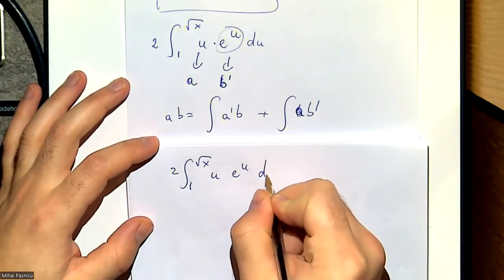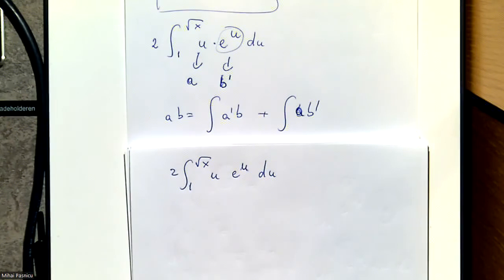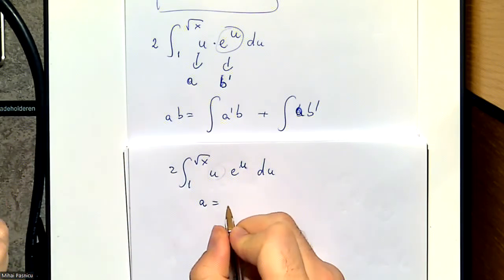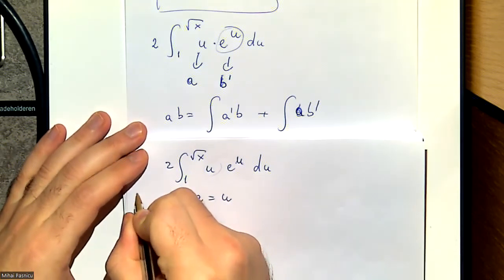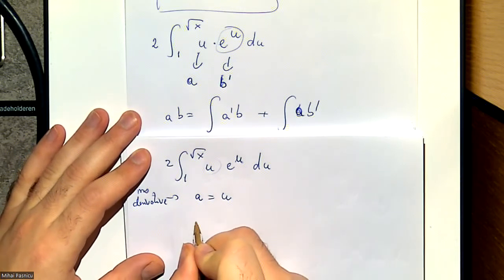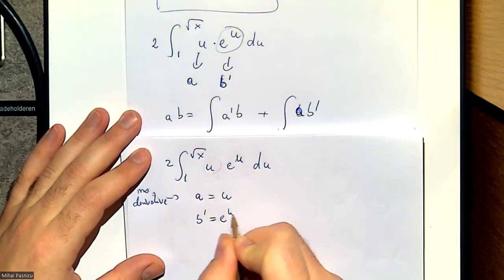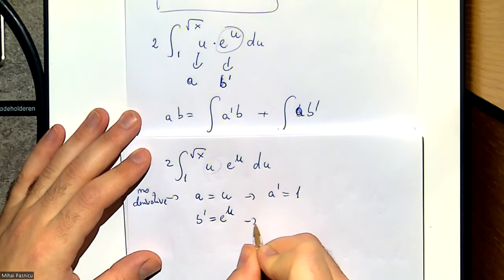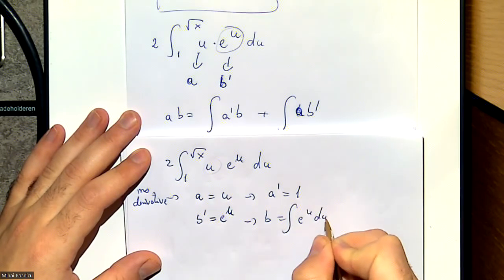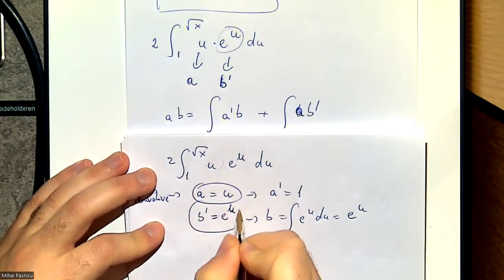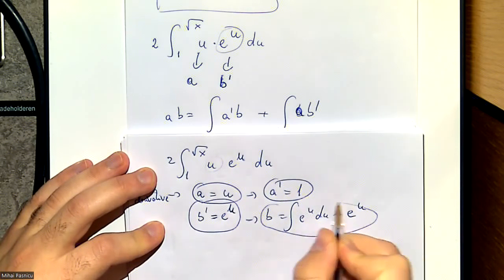You remember we had to choose what is the derivative part and what is the non-derivative part, and I gave that as a rule: always take the polynomial next to the exponential without derivative. No derivative, this was the rule. Then I take B prime as being e^u. Now I compute A prime, which is just 1, and B is the integral of e^u du, which is just e^u. So I have my A, my B prime, my A prime, and my B.